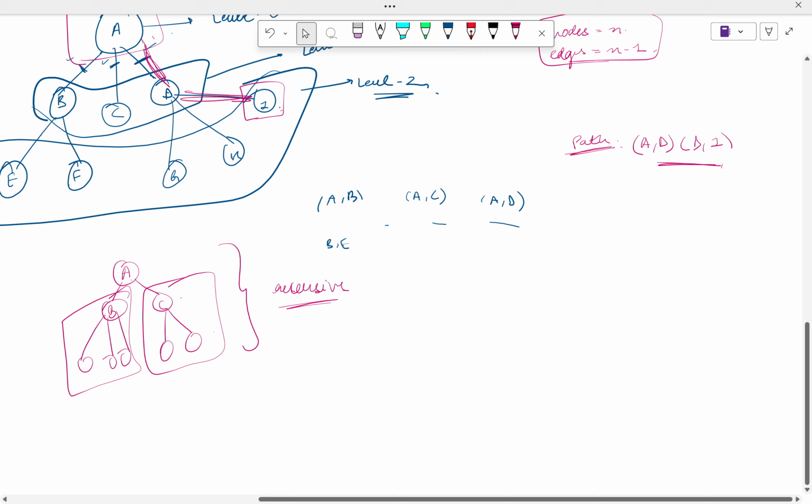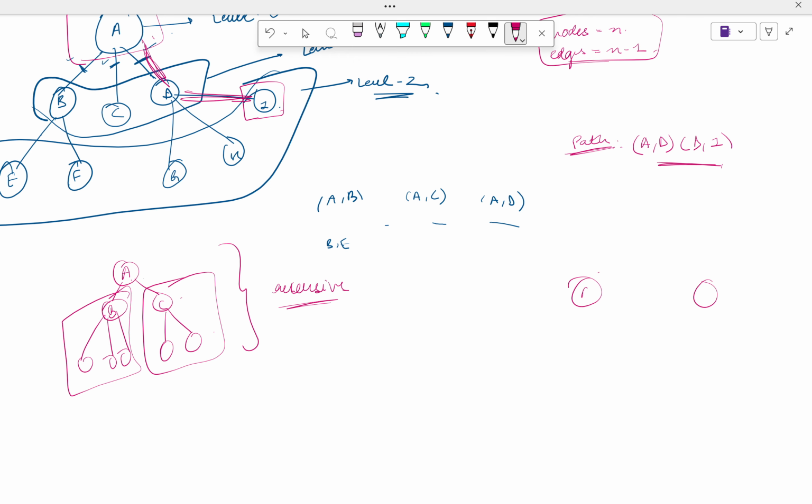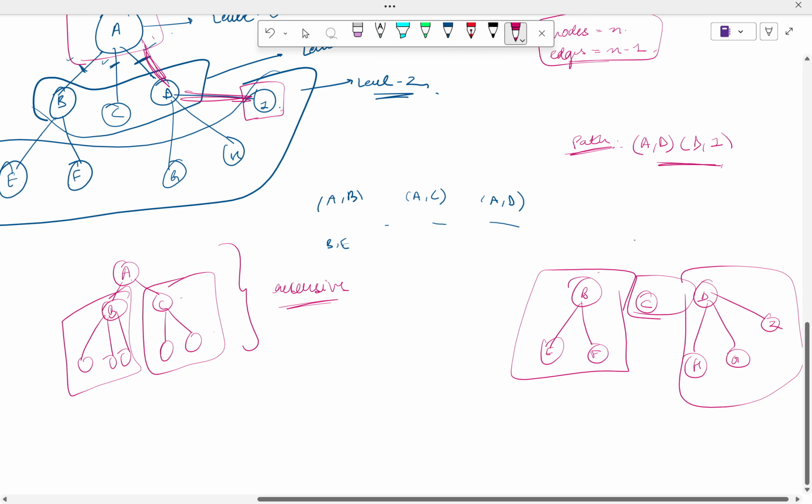So now let's come on to our next topic, which is a forest. If in a tree I remove the root node, I would be left with B, C, D, E, F, G, H, I. I'm just left with a number of trees. There is nothing connecting them. So these are just a bunch of trees. And when there are a bunch of trees lying around, they're known as a forest. As simple as that. So they're all trees, nothing common.